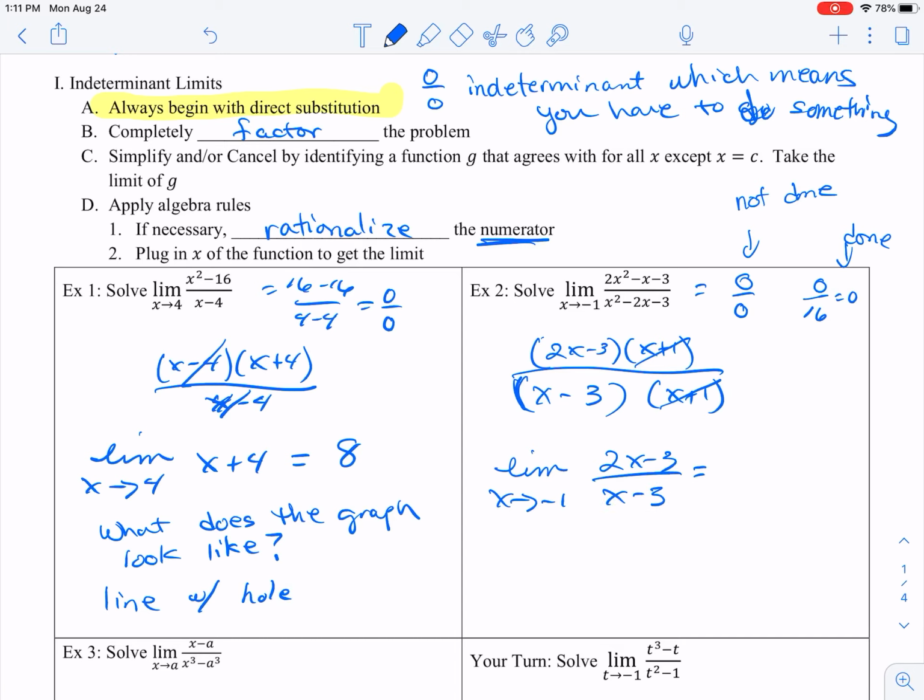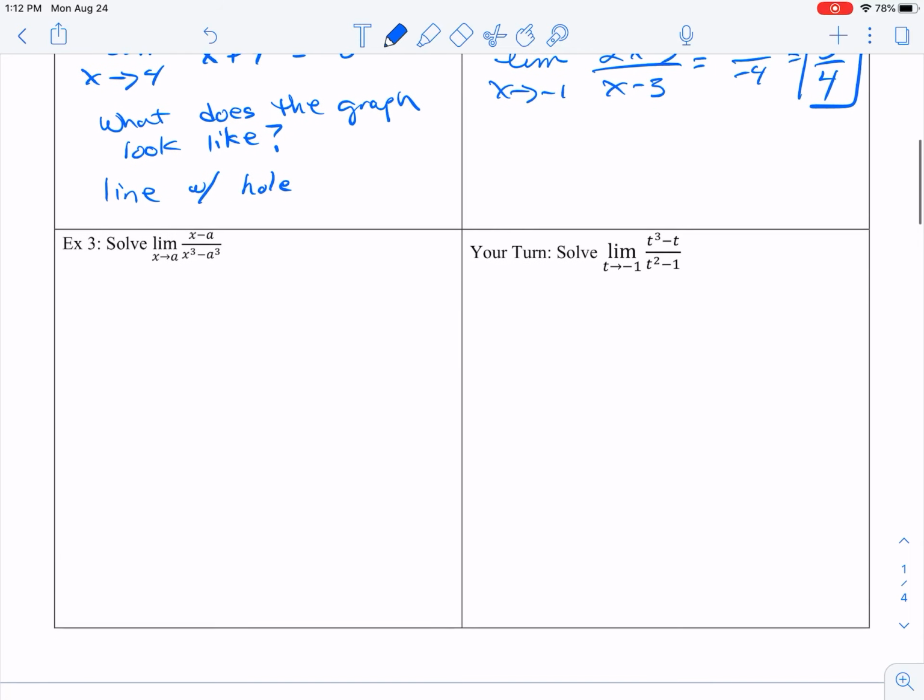I plug in my -1, do the math. I get -2 minus 3 is -5. -1 minus 3 is -4. So my answer is 5 over 4. Factor, factor, factor. Okay? Sometimes they're going to give you an equation with variables in it.